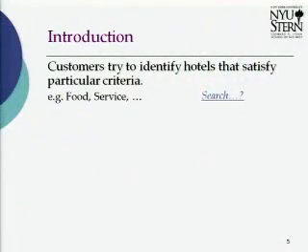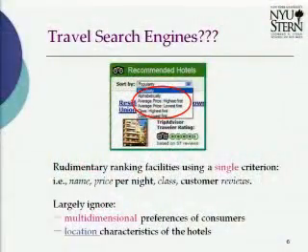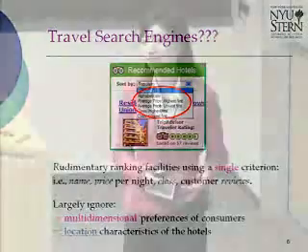So, as we just mentioned, customers like you and me, we try to identify hotels that satisfy particular criteria. For example, the food quality or the service. So what we usually do is we search. Here is a very typical travel search engine usually we can find online.